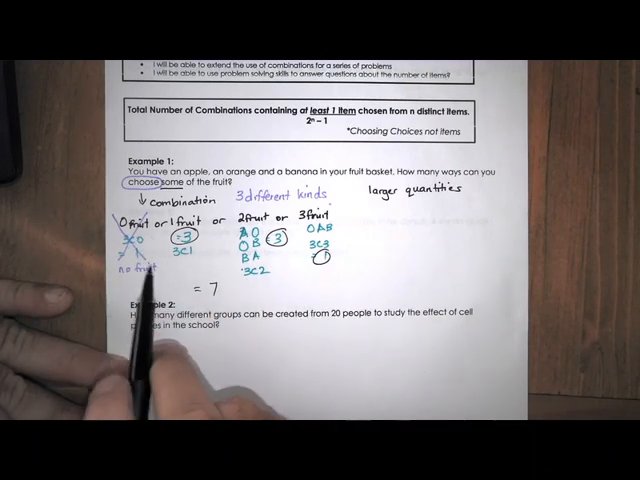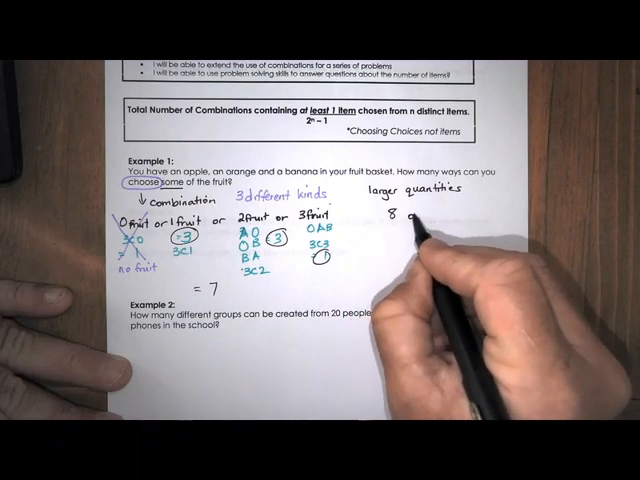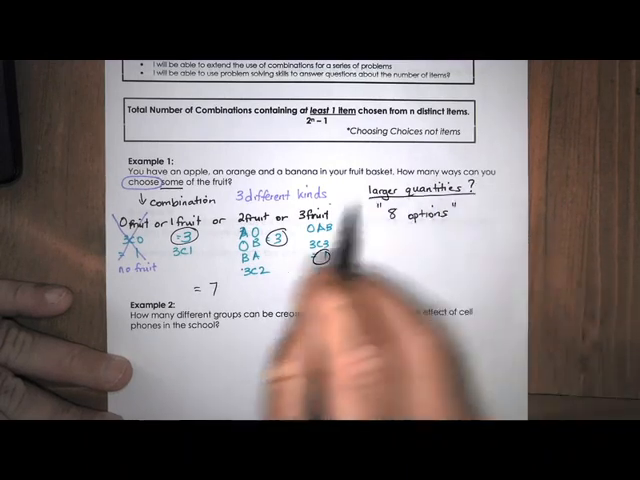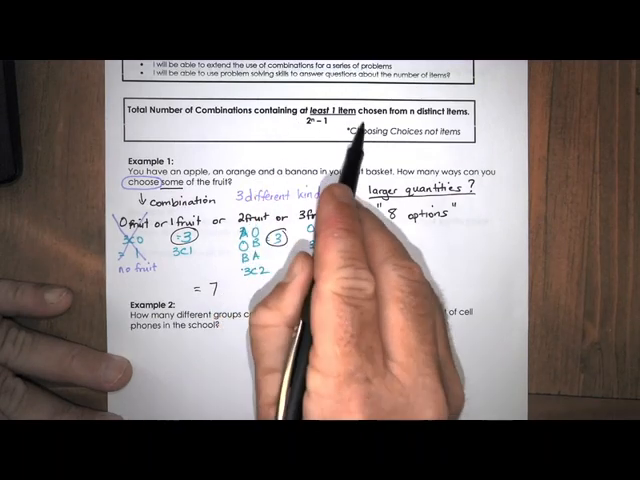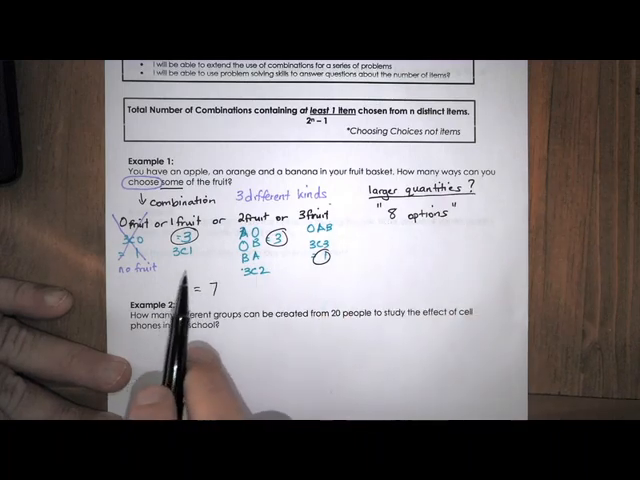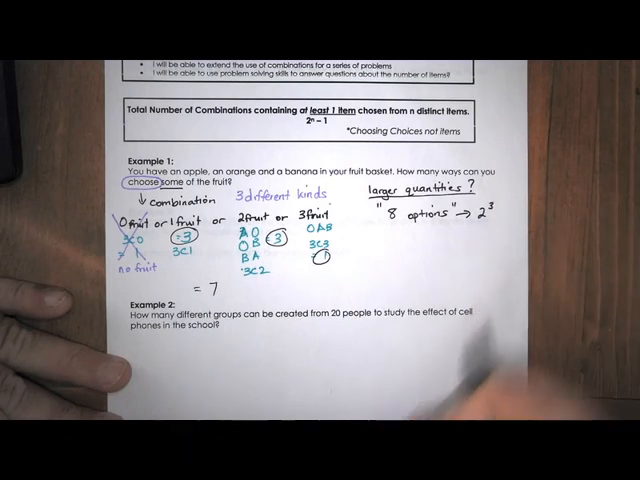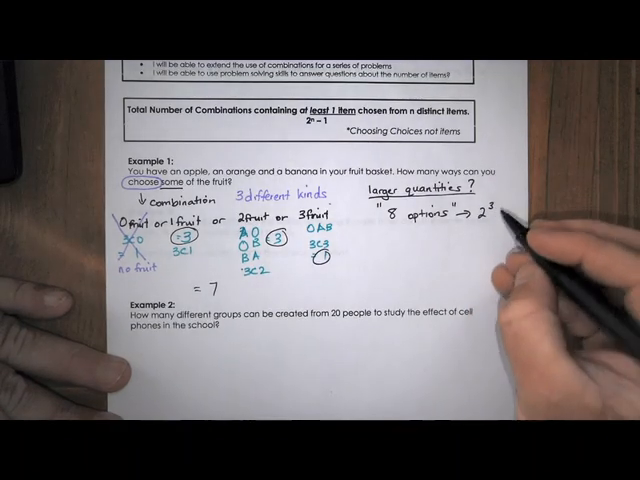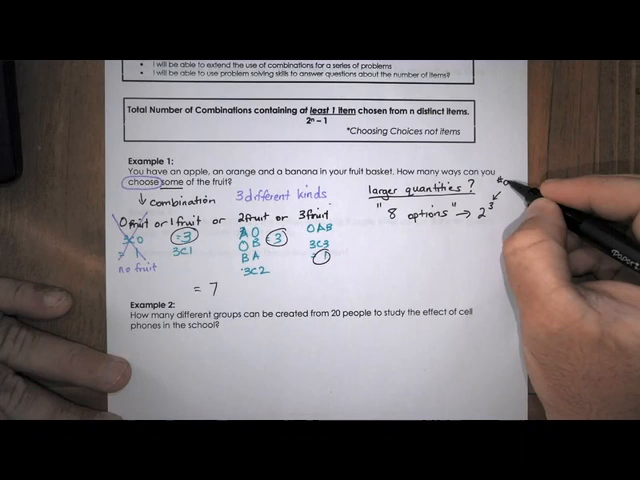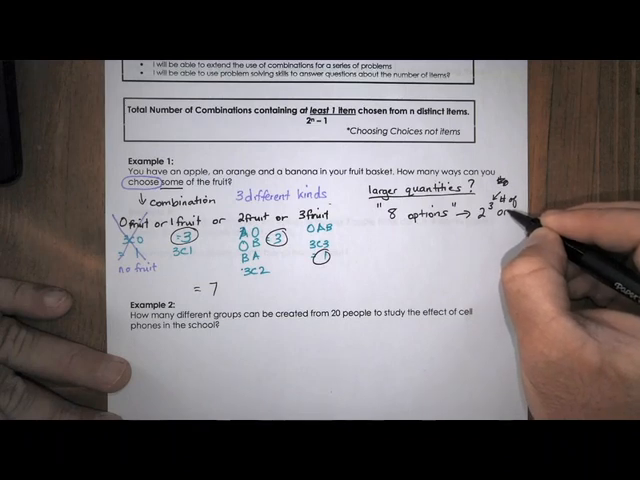Well, if you look at this, originally there was actually 8 options. And this is where this formula is going to come into play, 2 to the power n minus 1. Well, if I look at this, 8 is actually the same way of saying 2 to the power of 3. Well, 3 is the number of original options. I'll write it down here. Number of original objects.